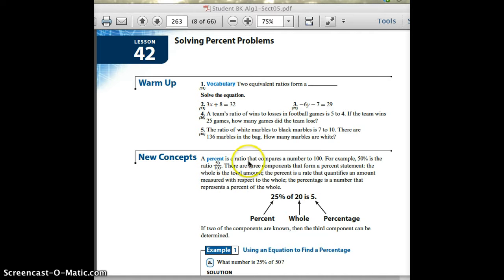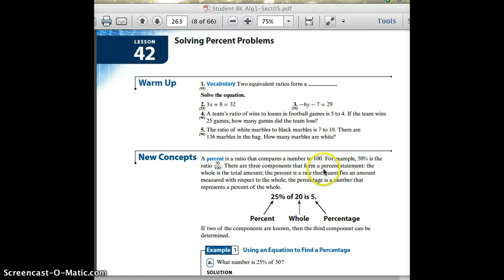A percent is a ratio that compares a number to 100. When I hear a percent, I know it's out of 100. For example, 50%. It's 50 out of 100 or 1/2. We all know 50% is a half, right?